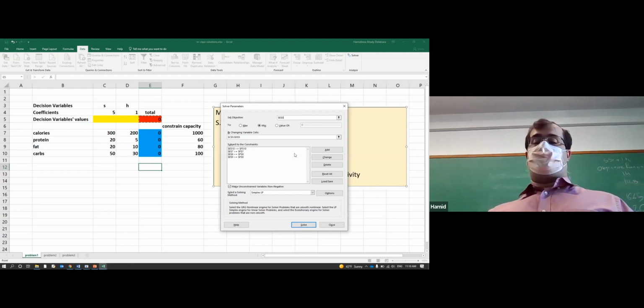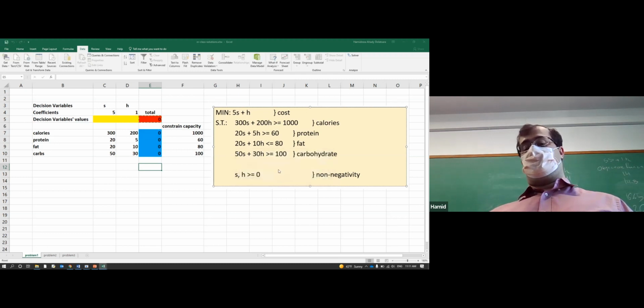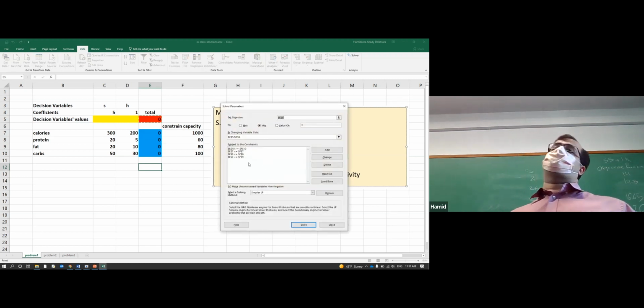The way that you write it, you just click Add. The cell reference would be the cell where you wrote the formula, then greater or equal, and the constraint is whatever is on the right side of each constraint. For example, here I select 1,000 more. And here, I select this blue cell, which has the formula. This is how I made them. Then you click Add, and you just add the constraints here.